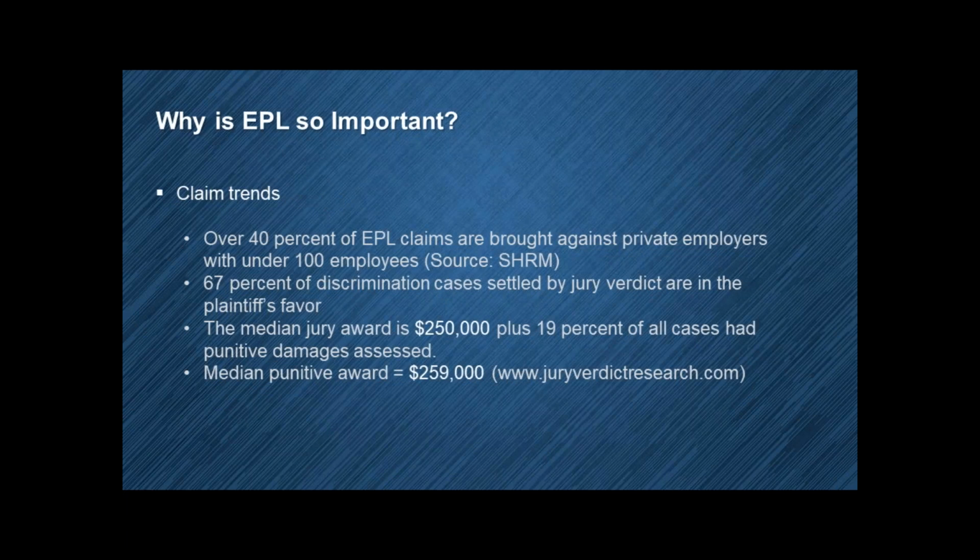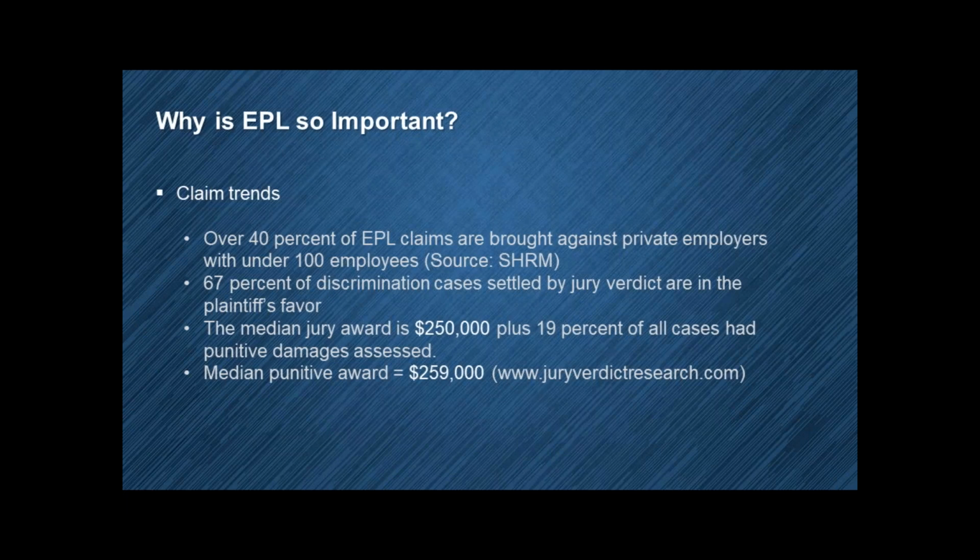So here are some of the claim trends. Over 40% of EPL claims are brought against private employers with less than 100 employees, and those are definitely the ones that think they don't have an exposure. They don't think that their employee count is large enough. And these smaller companies usually don't have that amount of money to be spending, and a lot of times it can put them out of business. So 67% of discrimination cases settled by jury verdicts are in favor of the plaintiff, and the median jury award is about $250,000, plus the possible punitive damages that are being assessed from that.